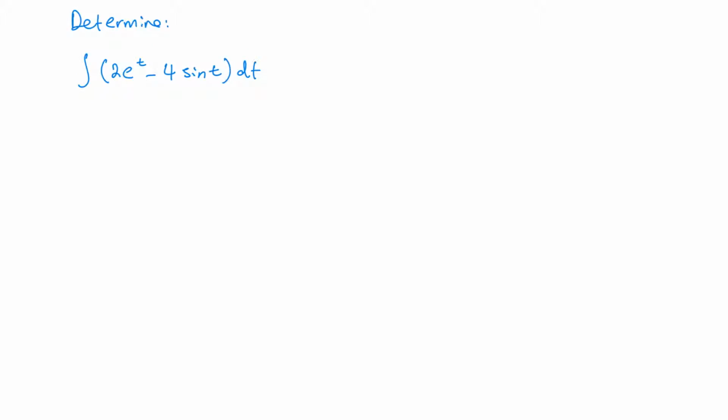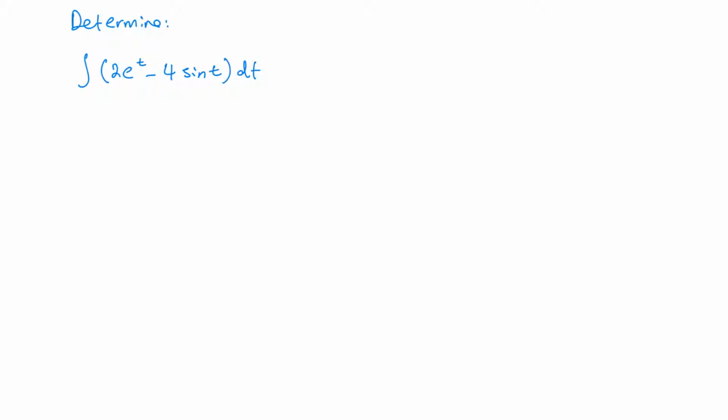This question asks us to determine the integral of 2e^t minus 4 sine t with respect to t. And this is a little bit more exciting because we've always been dealing with x and now we're dealing with t, which represents time. So in terms of mathematics, it's very similar to everything else.